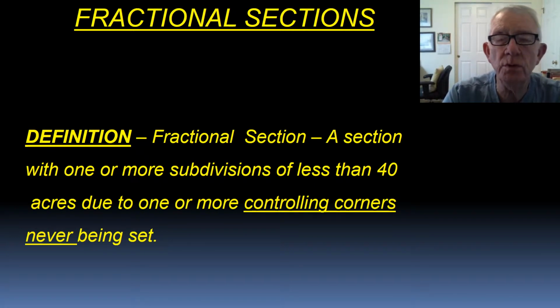Now let's review what a controlling corner is. A controlling corner in this definition is going to be either section corners or quarter corners. So if you're subdividing a section or even staking out a section, and you can't stake the section corners or the quarter corners, one of them, then you're going to end up with a fractional section.